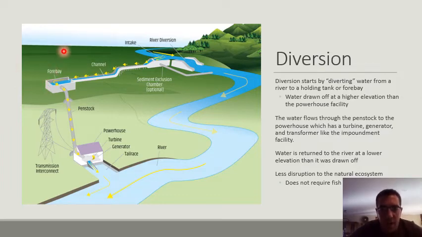The forebay then sends it through the penstock, which puts it through the powerhouse, which has, similar to the impoundment, a turbine and a generator, and sends off the electricity through the transmission line. It returns the water downstream in the same river that we had seen up here.